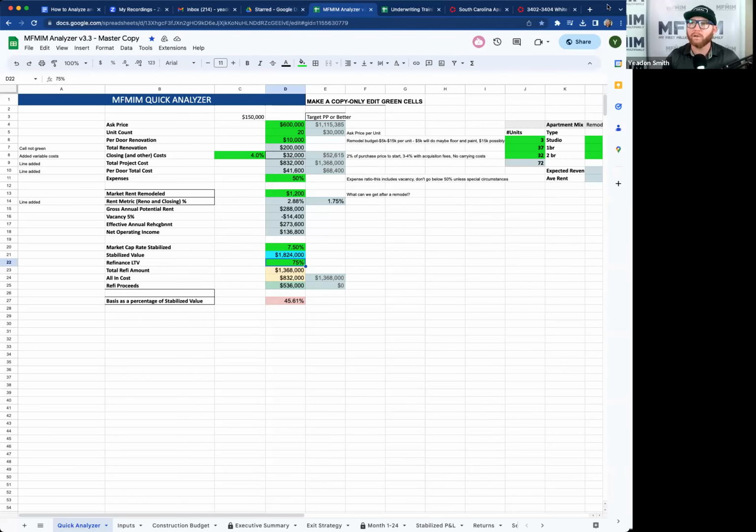All right, let's get down into some nitty gritty of what goes where in the analyzer and how we can start analyzing properties. I'm going to share my screen. Here we are with tab 1, the quick analyzer in the My First Million in Multifamily analyzer.